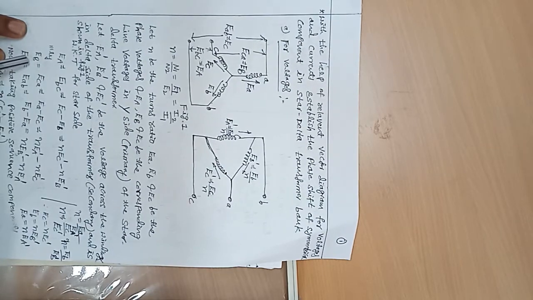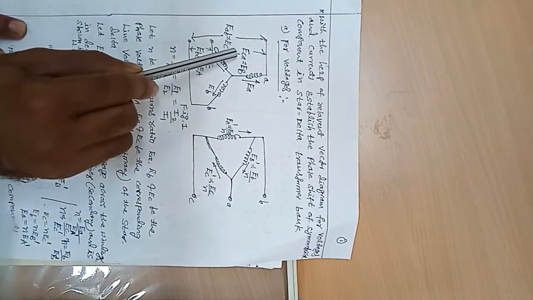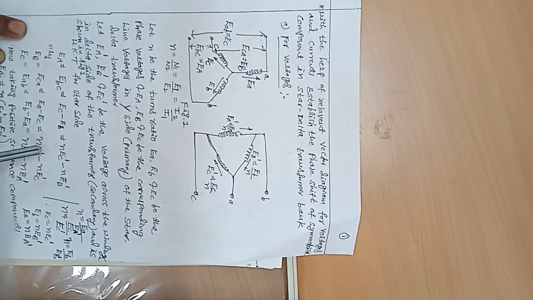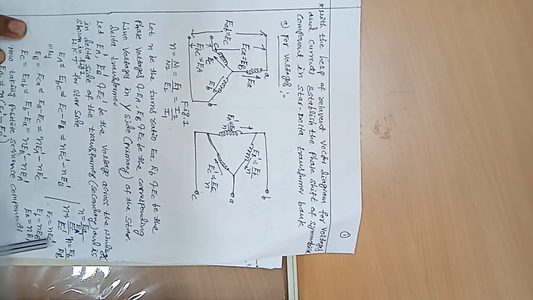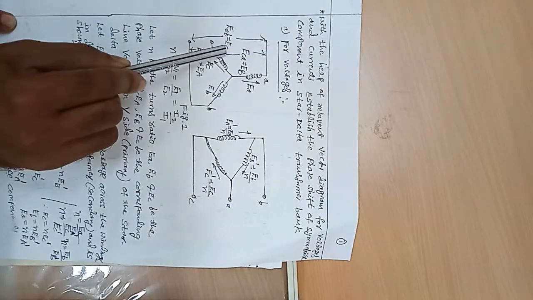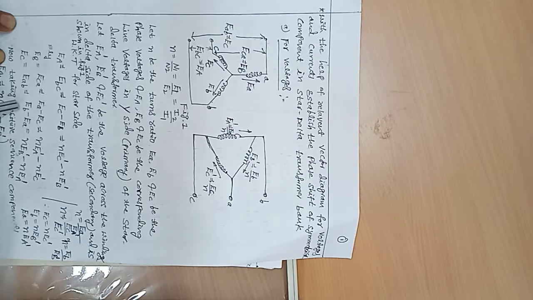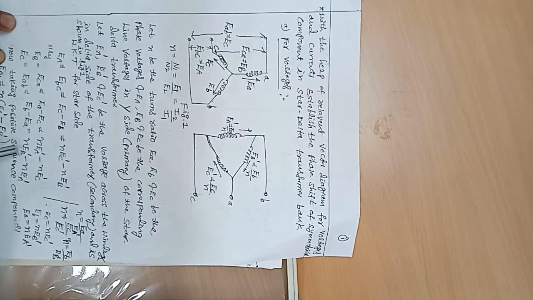Similarly, apply it for EB. EB equals ECA, which equals EA minus EC. What is EA? n into EA dash, minus what is EC? n into EC dash. Similarly, EC equals EAB, which is EB minus EA. What is EB? n into EB dash. What is EA?